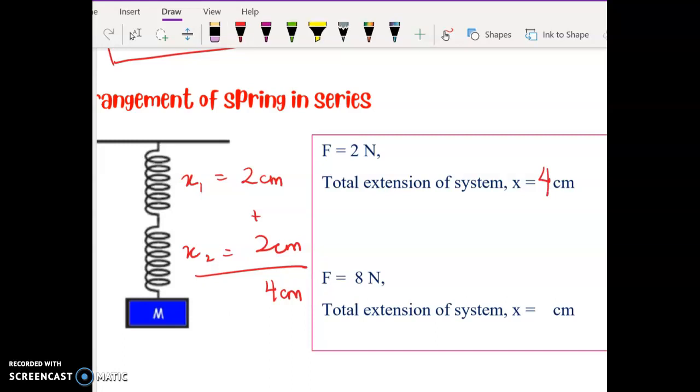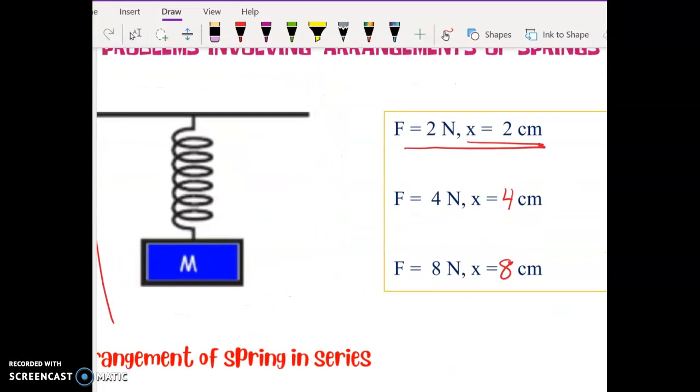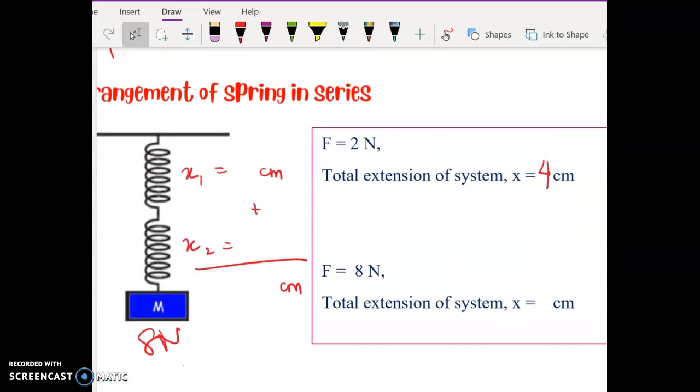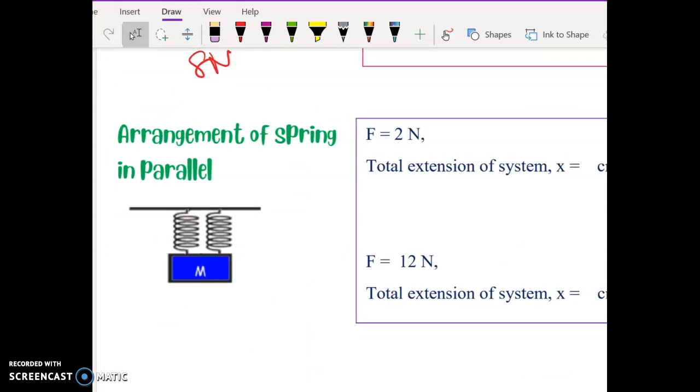Let's say I increase the load to 8 Newton. We compare to the standard one: for an 8 Newton load, the extension is 8 centimeter. So each spring will extend by 8 centimeter, and the total extension of the whole system will be 16 centimeter. Next, what happens if I have two springs and I arrange the springs in parallel?